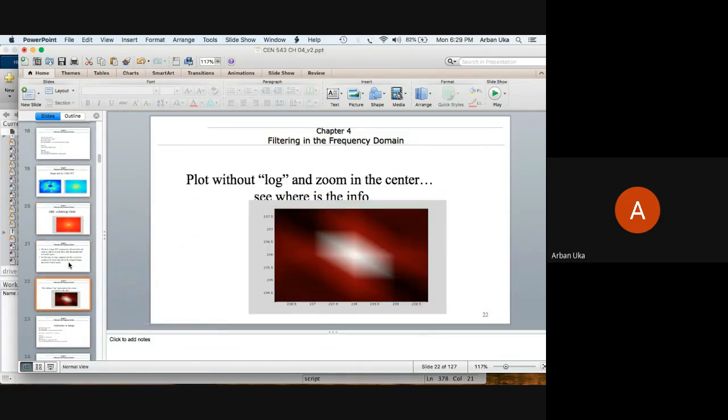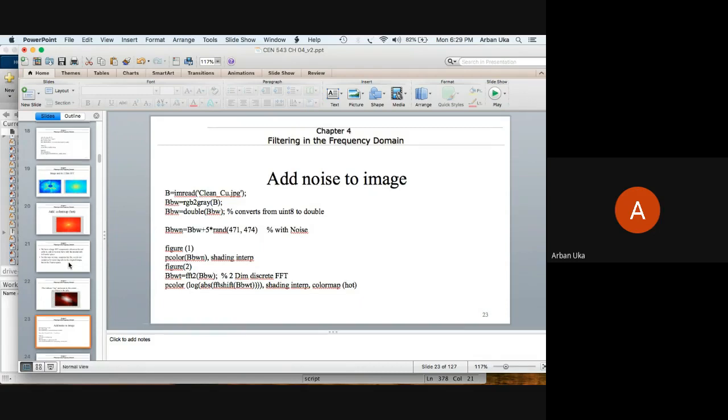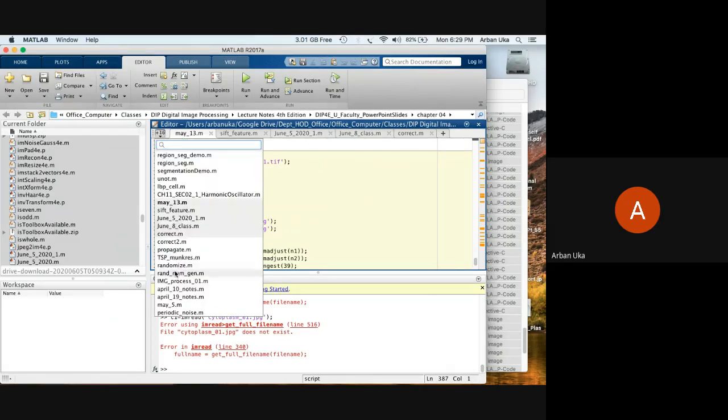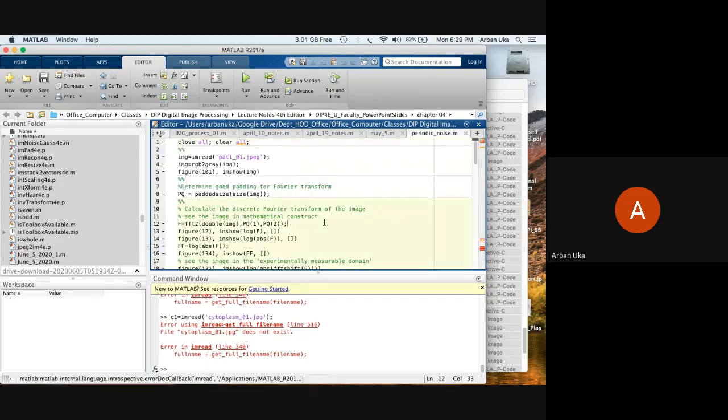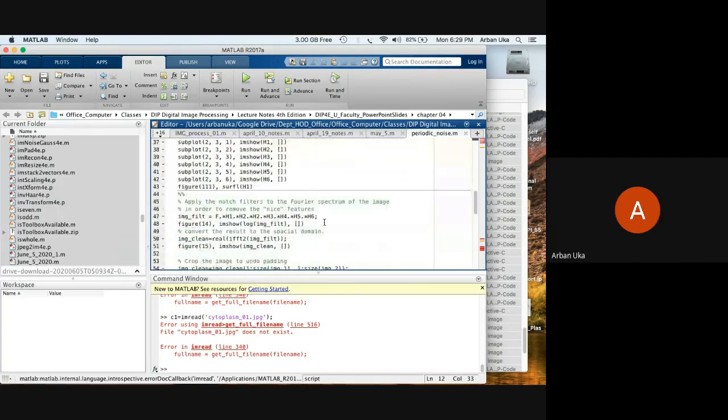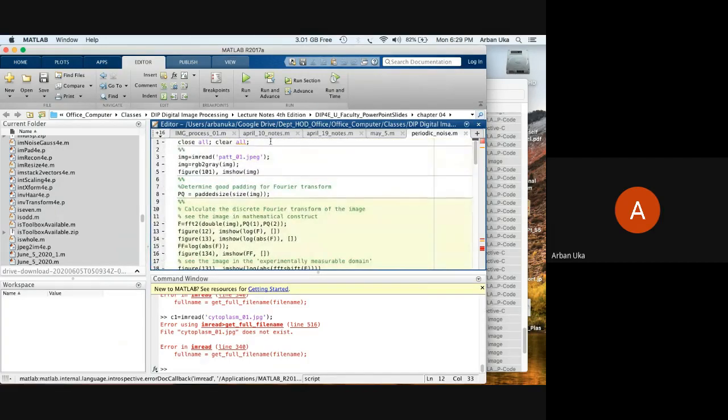Now, let me see if I can find this one. This should be somewhere in periodic noise. Okay, so let's have a look at the aspect of the notch filters. For a moment, let's run this section.